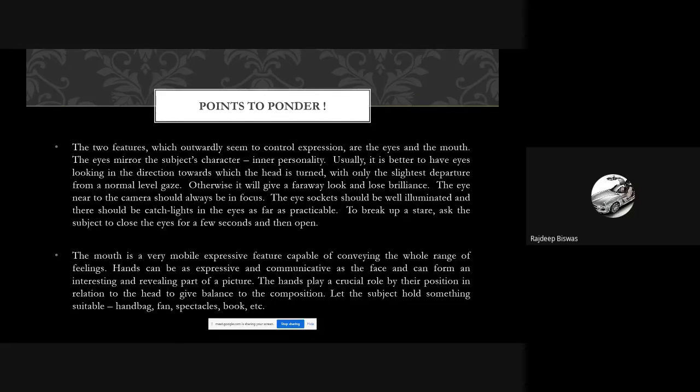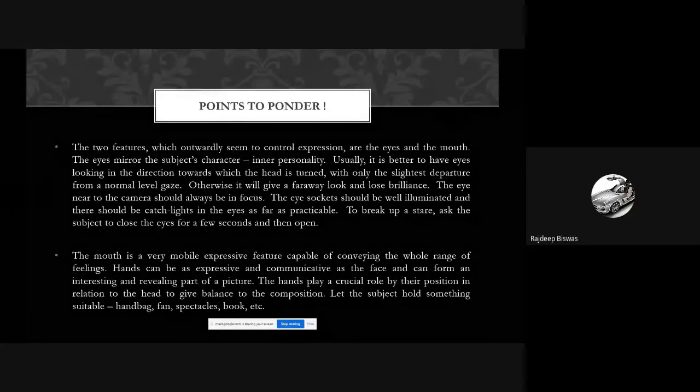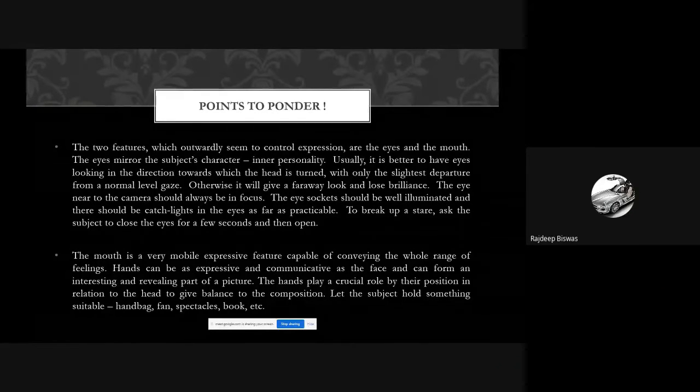The mouth is a very mobile, expressive feature capable of conveying the whole range of feelings. Hands can be as expressive and communicative as the face and can form an interesting and revealing part of an image. The hands play a crucial role by their position in relation to the subject, giving balance to the composition. Friends, what I discussed just a while ago, it's just giving balance to your composition. So avoid using hands in such a way that it disbalances your image.